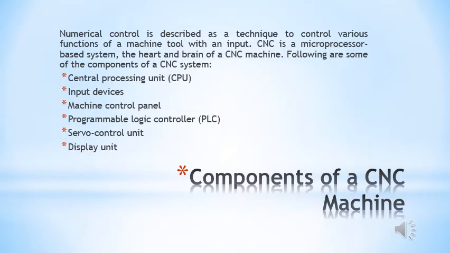Components of a CNC machine. Numerical control is described as a technique to control various functions of a machine tool with an input. CNC is a microprocessor-based system, the heart and the brain of a CNC machine. Following are some of the components of a CNC system: Central Processing Unit (CPU), Input Devices, Machine Control Panel, Programmable Logic Controller (PLC), Servo Control Unit, and Display Unit.